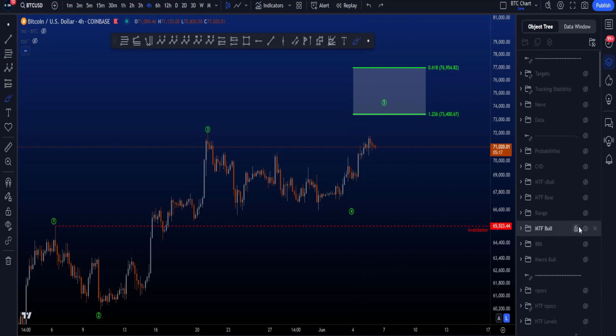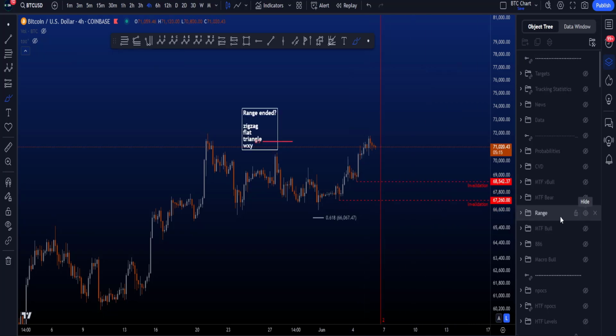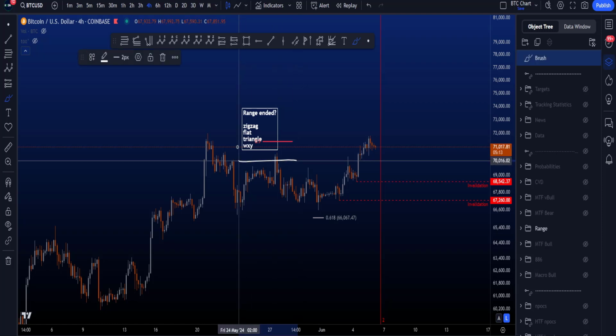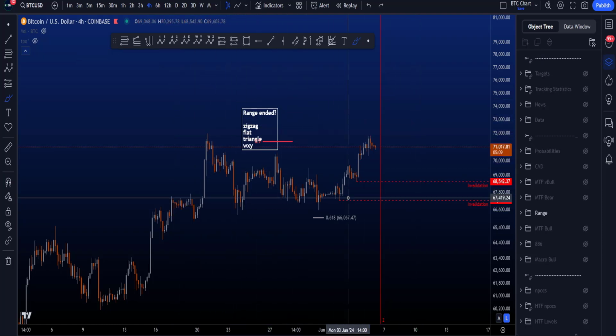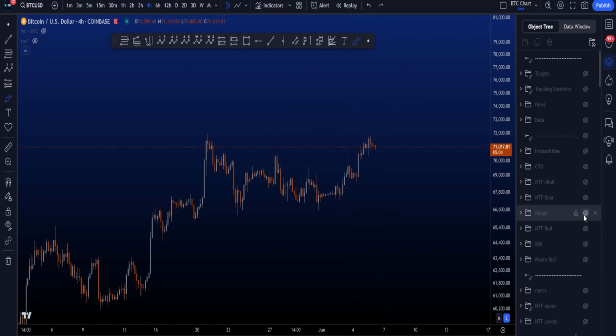Now this is something that I will cover in a lot of detail in the live stream that is coming up later today, where we're going to have a look at all of the different corrective structures inside this range and then get a good feel of the probabilities and also what you have to look out for.